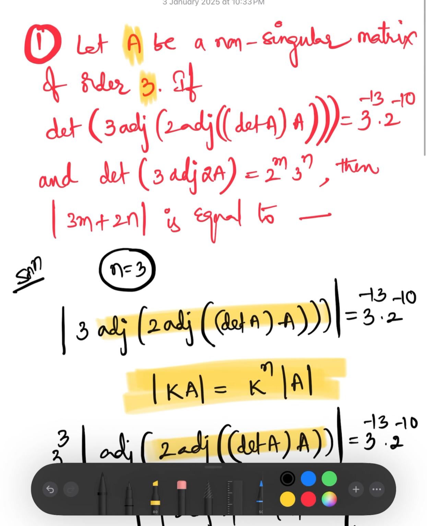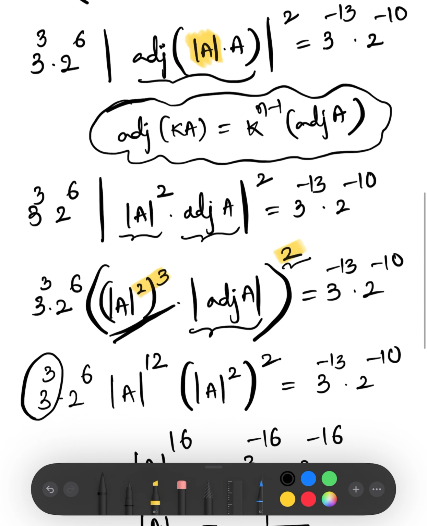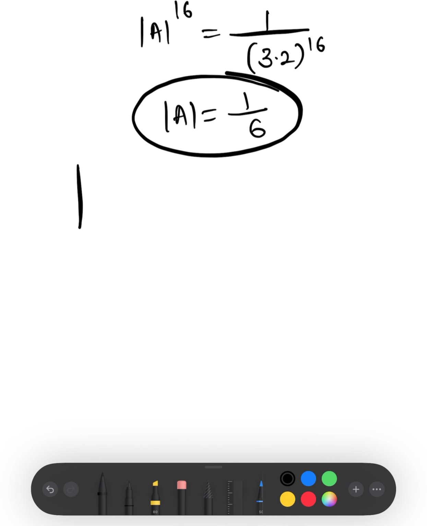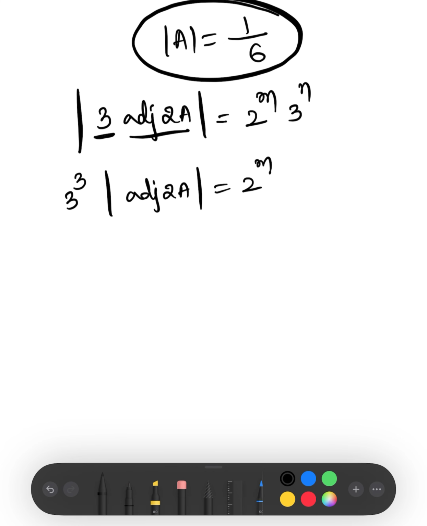Now from this we have one more concept, det of 3 times adjoint of 2A. Now coming to this, det of 3 times adjoint 2A equals to what they given, 2 power m into 3 power n. Right. Now here we have a formula, det of kA, k power n, 3 power 3, det of adjoint 2A, that is equal to 2 power m 3 power n. Right.